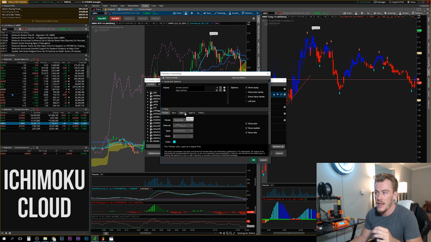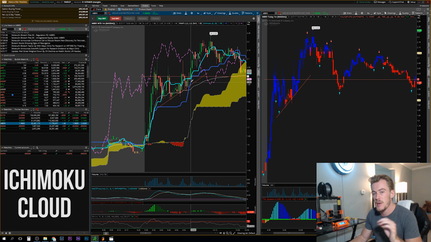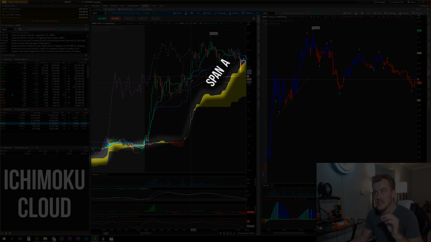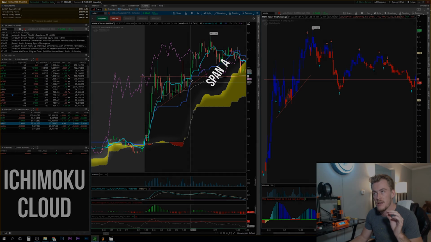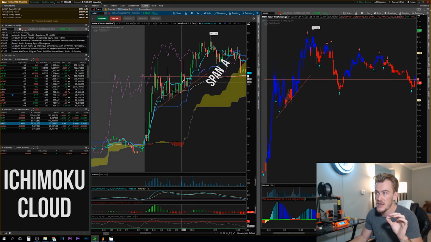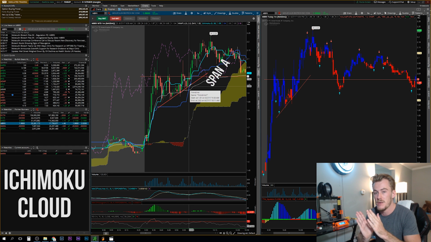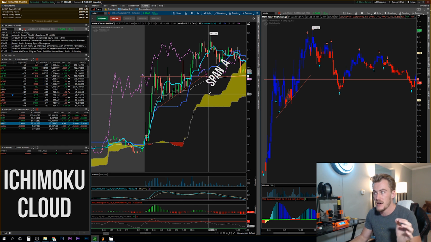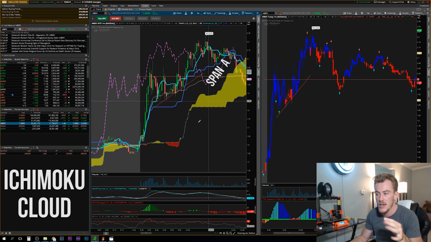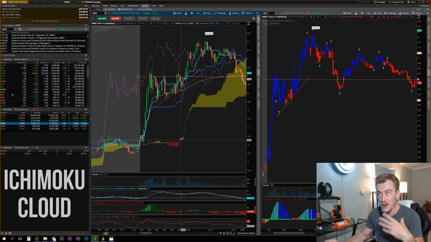And then lastly we have the cloud, which is probably the most confusing part of the Ichimoku, but it's also the most powerful. Span A is a combination of the Tenkan-sen and the Kijun divided by 2. So if you take the light blue line and the dark blue line, you average them, that's the Span A, which is the top side when the cloud is yellow. When the cloud is red, it's the bottom side. This is the third layer of support.